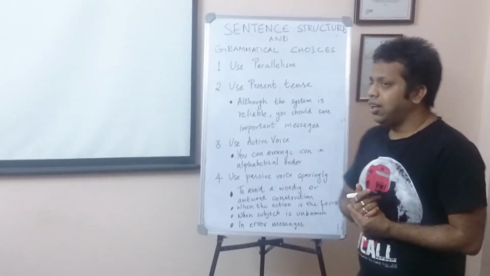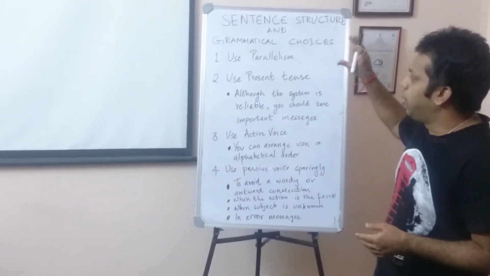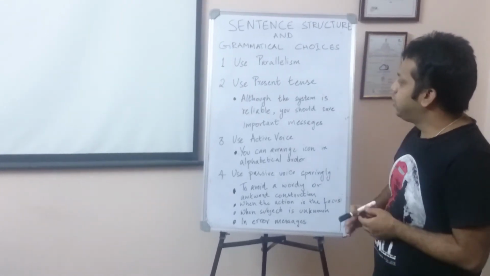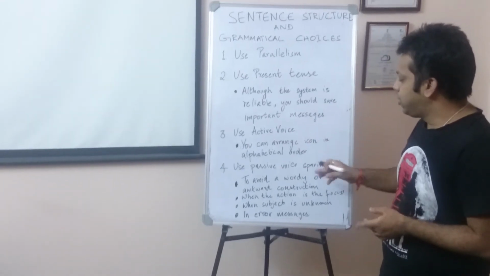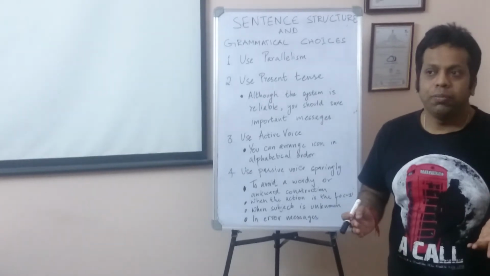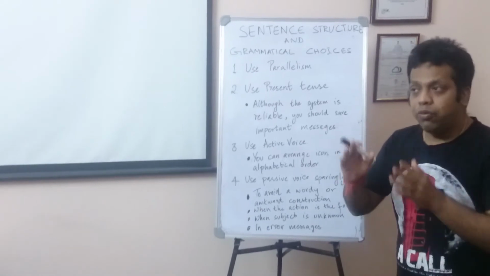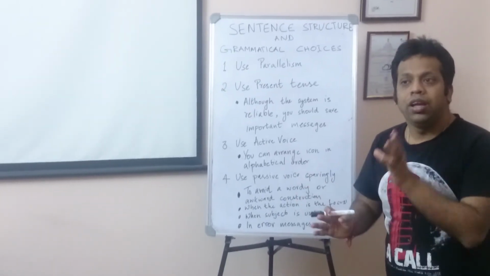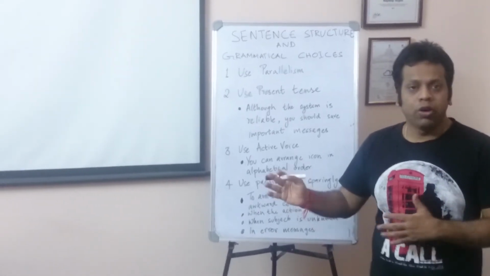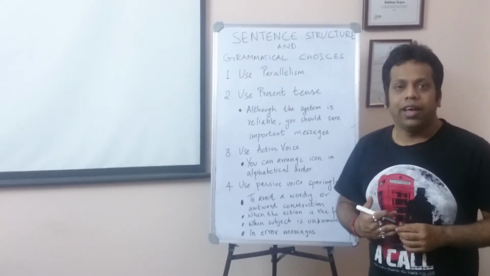So whenever you are writing a step or a procedure, follow these four characteristics very, very importantly: use parallelism, present tense, active voice, and passive voice, use it sparingly. The idea for any step or procedure is that you are writing a series of steps in order to complete an action. And the reader should be able to follow the steps. Maybe they get a phone call, maybe they go out of the product, but when they come back, they should be able to continue from where they left off.